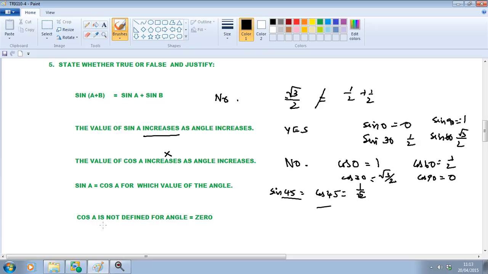The next problem: cos A is not defined for angle equal to 0. What is cos 0? Cos 0 is equal to 1. It is defined. Therefore, the answer is no.